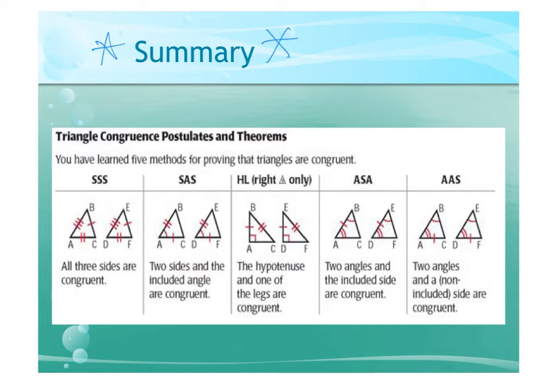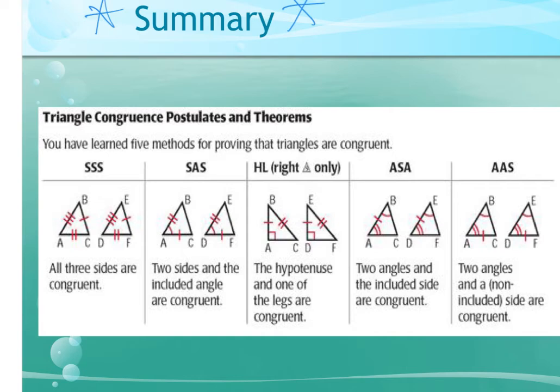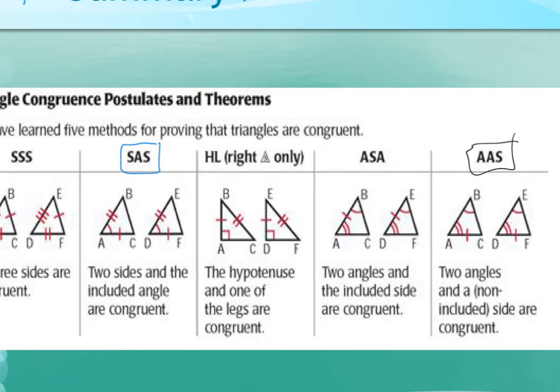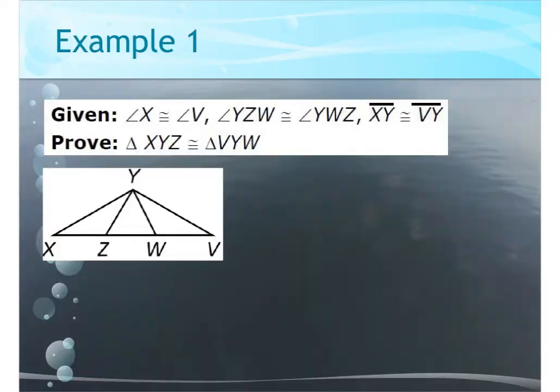SSS, SAS, HL, ASA, and AAS. So we've got five of them. Theorems that we can use. If we have two sides and an angle, the only one that we can use is if the angle is in between the two sides. So guys, otherwise we don't have enough. Yes, two angles and a side is one of our theorems. We can apply that. Example 1.